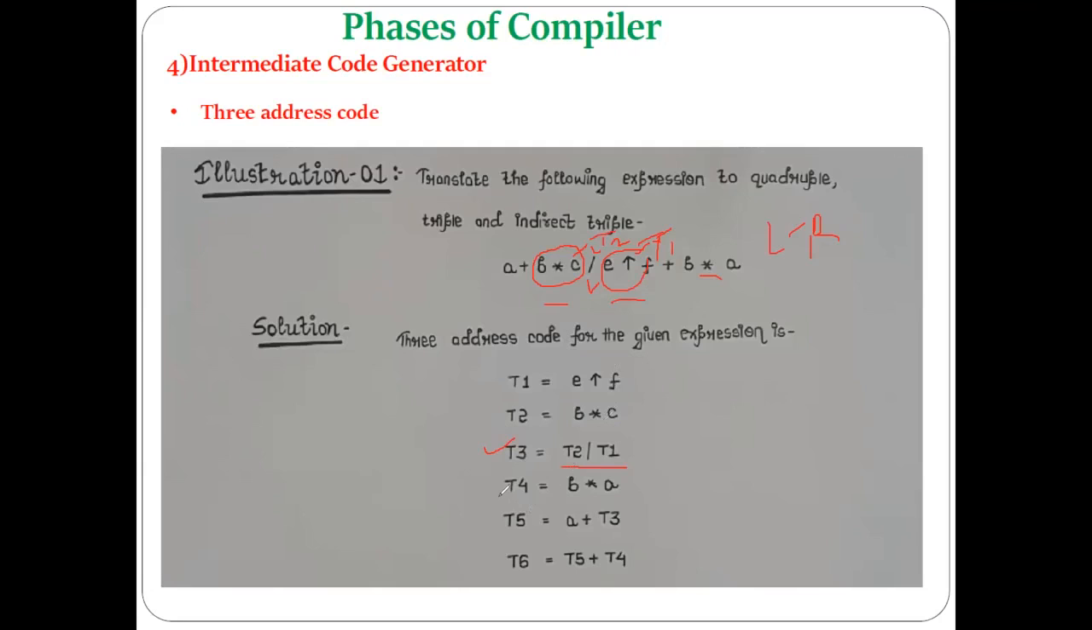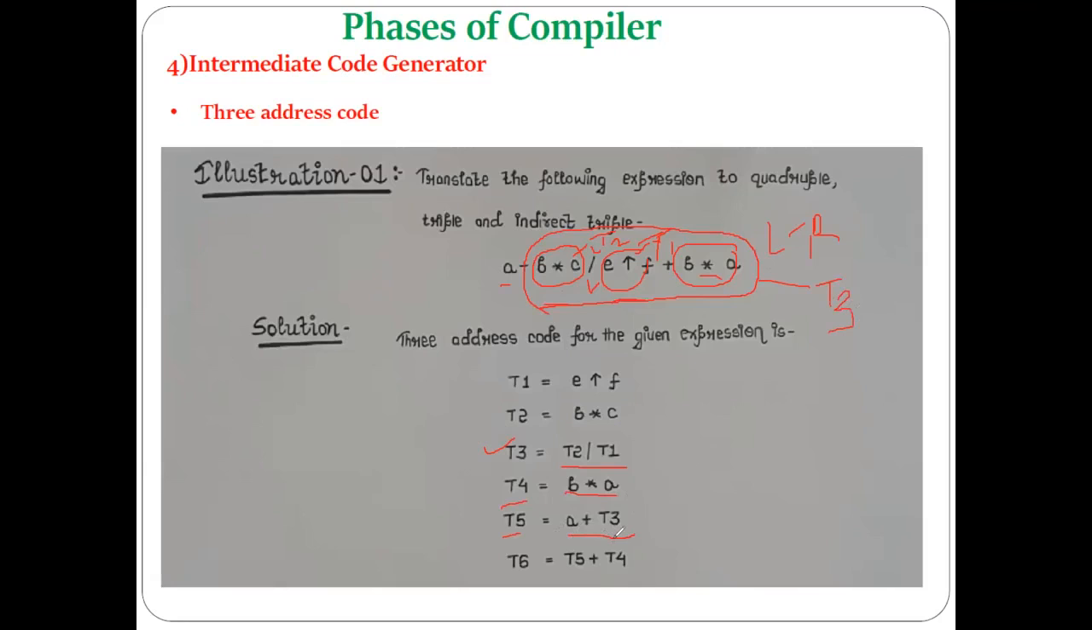Then for the remaining expression we generate the fourth temporary variable, and then we focus on the remaining sub-expression b into a. Then the fifth temporary variable is generated, and the three address code will be a plus t3, because t3 contains the result of this whole expression. That is the reason we write t5 equal to a plus t3.